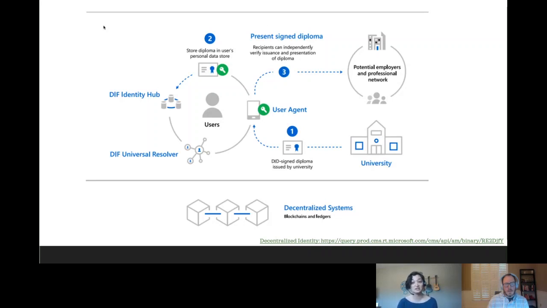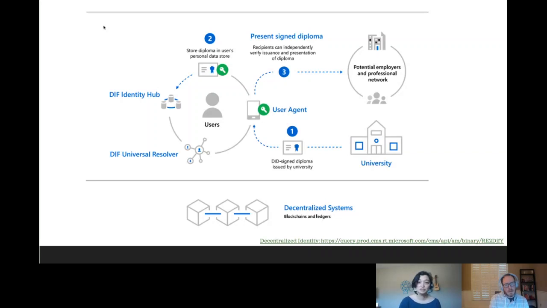But in a DID universe, I have all of the control. So let's see what happens. Looking at the scenario, we can see that the university in the lower right-hand corner has issued a DID signed diploma. Now, what does that mean? The DID is a globally unique identifier that's been signed by the private key of the university. This DID actually lives on a decentralized ledger or blockchain.